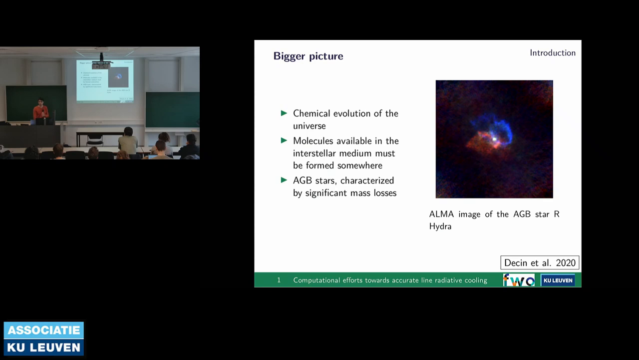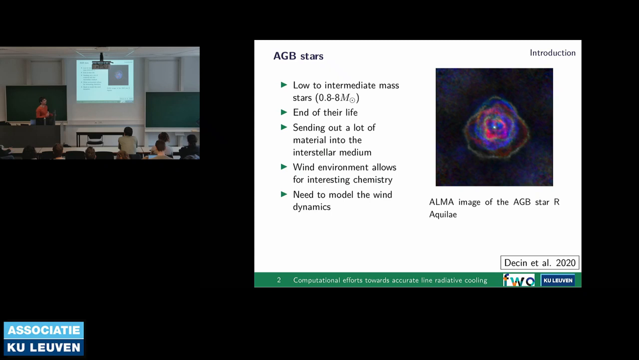So on the left, we see a nice picture of an AGB star. And in blue, we see blue shifted material, which is material moving towards you. And in red, we see red shifted material. So what are AGB stars? As you probably know, as most of the audience is astronomers, they are low to intermediate mass stars at the end of their life cycles, which are currently in the process of shedding their outer layers. So they have significant mass losses and send out a lot of material into the interstellar medium. And in these outflows, the winds as we call them, the environment is just right for interesting chemistry to take place. It's not too cold nor too hot for chemistry to take place, and we have sufficient densities to have an actual appreciable rate of chemical species forming.